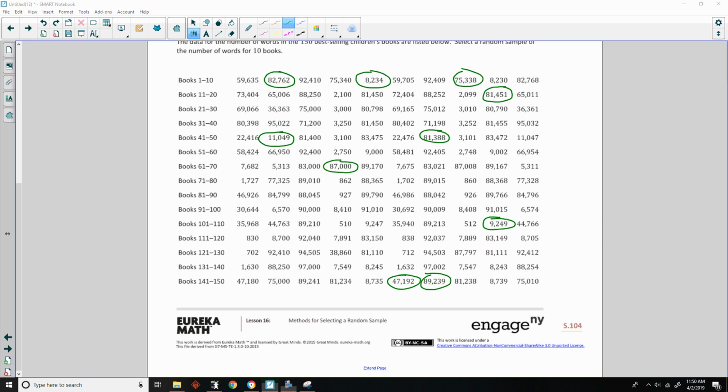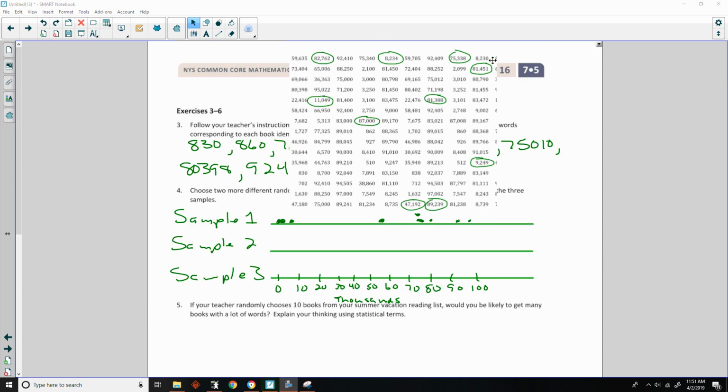Okay, here's my screen capture of sample 2. So I'll do that one in red. 82,762 would be about here. 88,234 is down below 10, which would be over here. 75,338, halfway between 70 and 80. 81,451 would just be about right here. 1149 would be around here. Oops, move that up to this one.